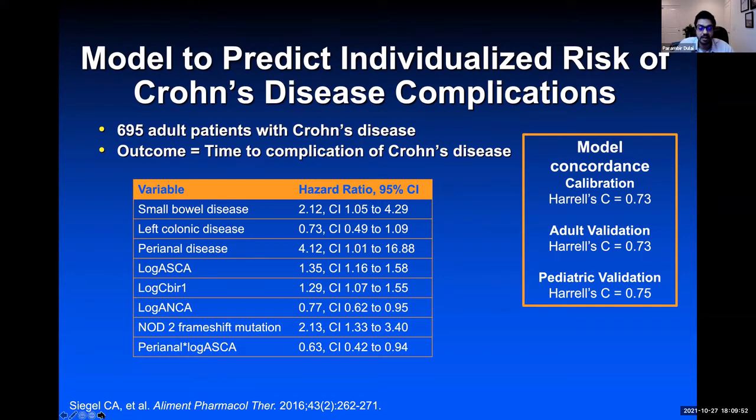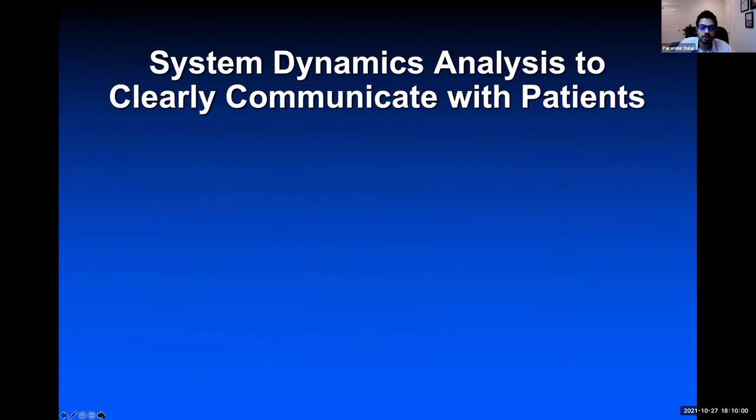But this is not an easy to use model or tool that you could actually apply in practice, trying to get these lab values and deciphering how to put these together to make a decision. So what the authors wanted to do, and I was fortunate enough to be involved in this when I was at Dartmouth with Corey, was use system dynamics analysis to try to communicate that complex data in a simple fashion to a patient for their individual prognosis.